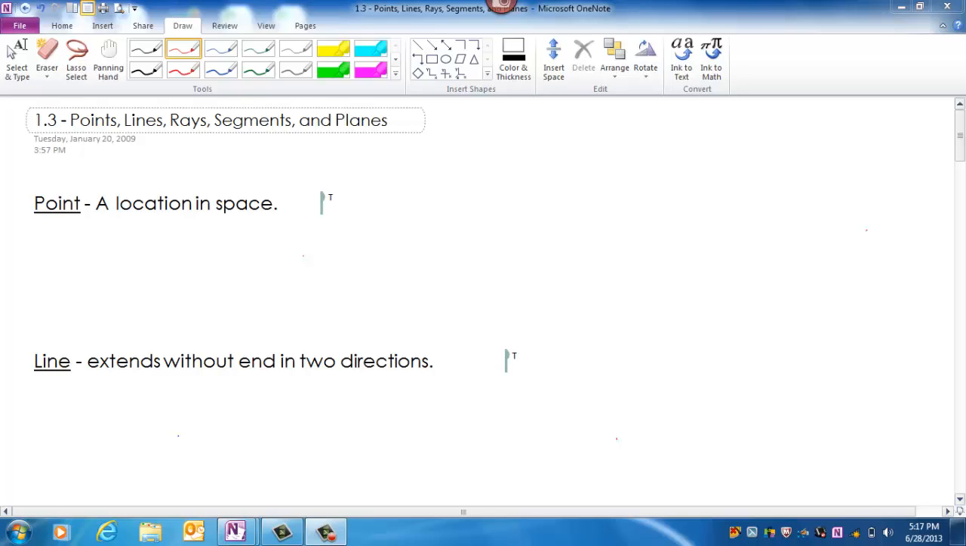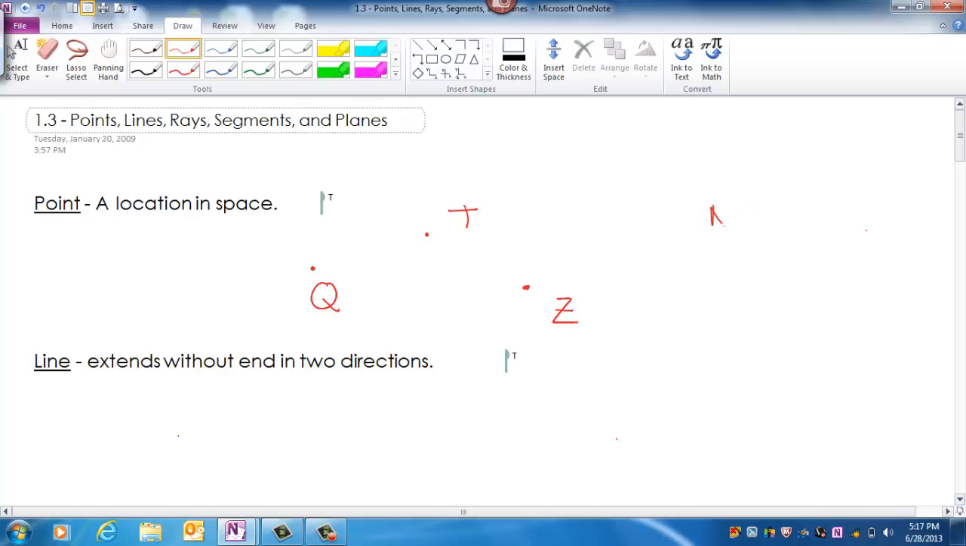So first off, we have a point. A point is a location in space. It doesn't have any length or width or depth, and we're just going to draw a point by making a dot on the screen. You can make a few of them here. And then to label these points, we're going to use capital letters. Any capital letter works. So let's say we have point Q, point T, and point Z.